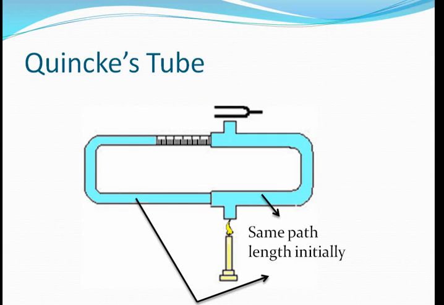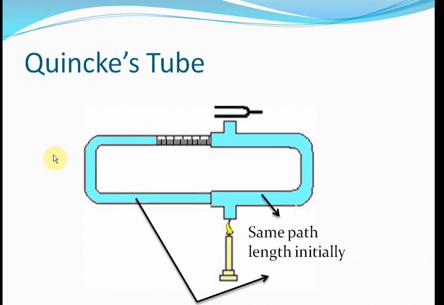Now let's study Quincke's tube. Quincke's tube is a device used to determine the velocity of sound in a fluid. Quincke's tube, unlike the other devices, does not make use of the phenomenon of stationary waves. It simply makes use of the phenomenon of interference. But still, we'll study it here because it will help us explore the phenomena of constructive interference in an even better way.